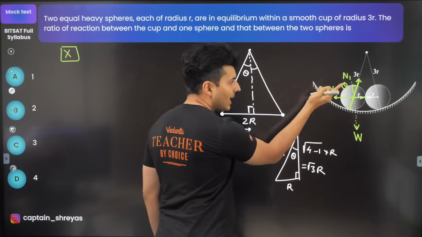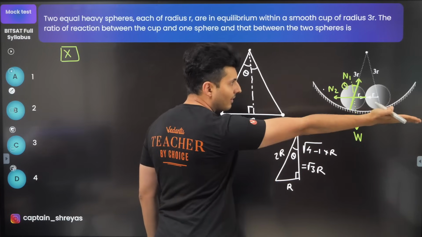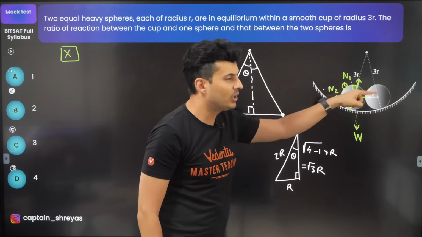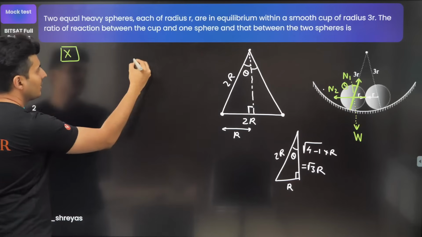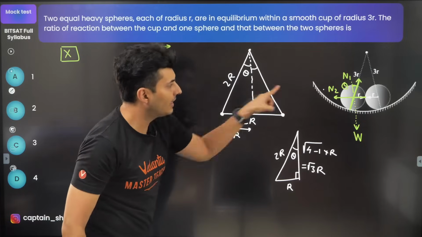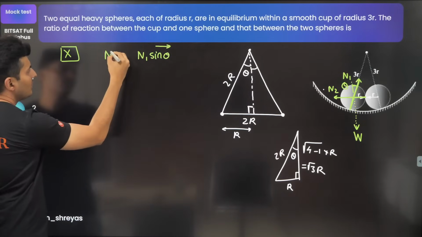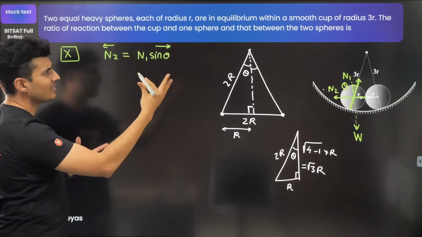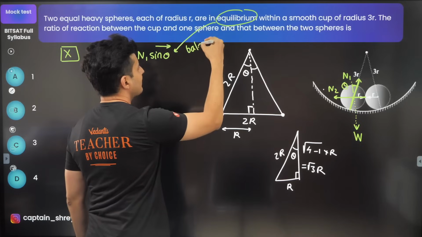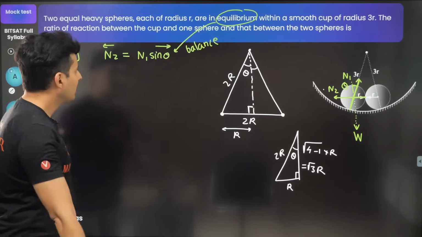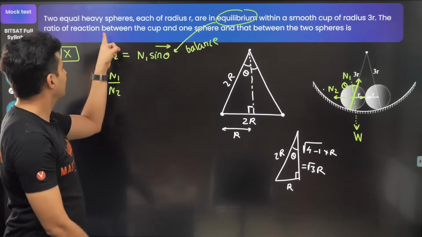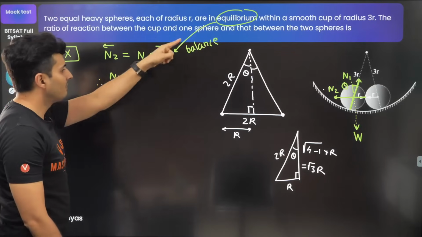So N1 has a sine theta component on the right side, and a cos theta component in the y-axis. So the x component of N1, the sine component, which will be like this, N1 sine theta, balances N2's entire component, which is going to be this way, because it's in equilibrium. So in equilibrium, they basically balance each other. Cool? Let's see. What will be N1 by N2? Because that's what is asked. Ratio of the reactions.